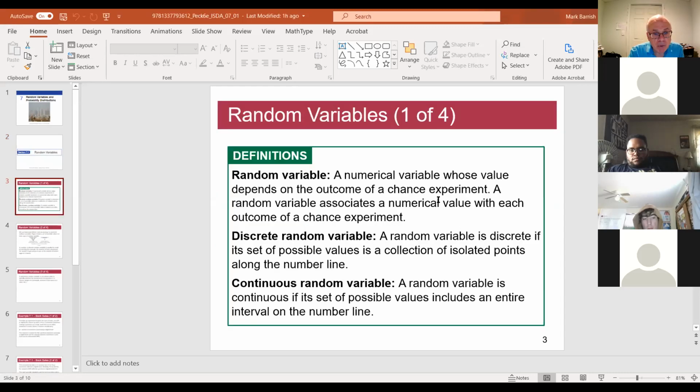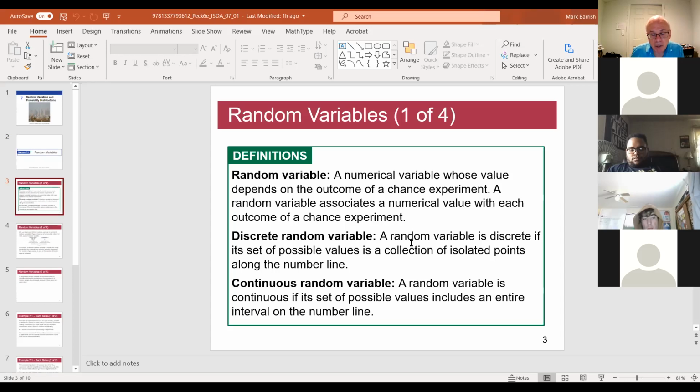So this is the formal definition of a random variable. A numerical variable, it can't be a categorical variable, whose value depends on the outcome of a chance experiment. A random variable associates a numerical value with each outcome of a chance experiment. So we'll see examples of this in a minute. A discrete random variable means that there is a limited number of possible outcomes of a chance experiment. You can count them.